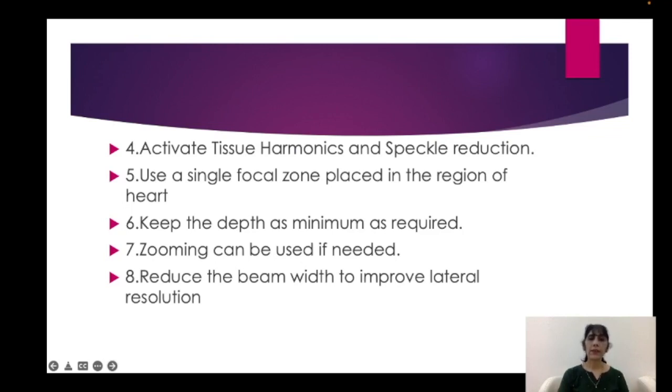Then we say reduce the beam width to improve lateral resolution. Now, what do we mean by that? Supposing we are looking at a very small heart, where the fetus is small, there what we can do is reduce the beam angle. You can reduce the width of the sector, the beam width, so that the beam would be more focused in the area only of the heart. Why should we look for other areas when our area of interest is heart only? So narrowing of the beam, that option is available in the machines. You can narrow the beam and just focus it in the area only of the heart, removing the rest of the areas.